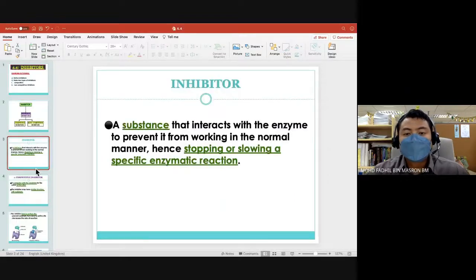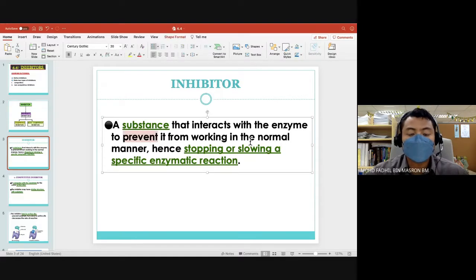Okay, so this is the definition of inhibitor. It is a substance, ia bahan that interacts with the enzyme to prevent it from working in the normal manner. Hence, stopping or slowing a specific enzyme reaction. Maksudnya dia akan memperlahankan ataupun memberhentikan reaction of enzyme itu sendiri. So, itulah inhibitor.